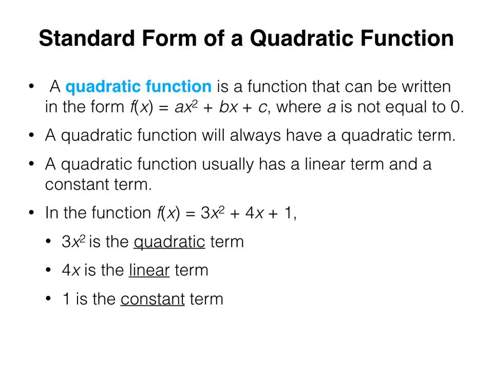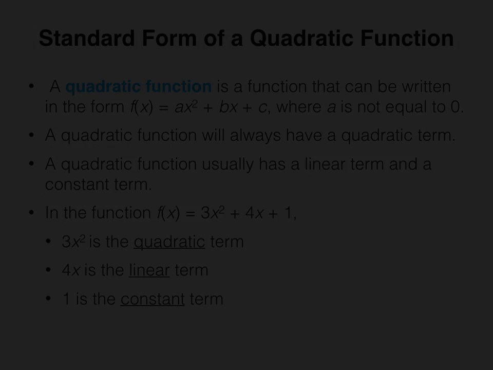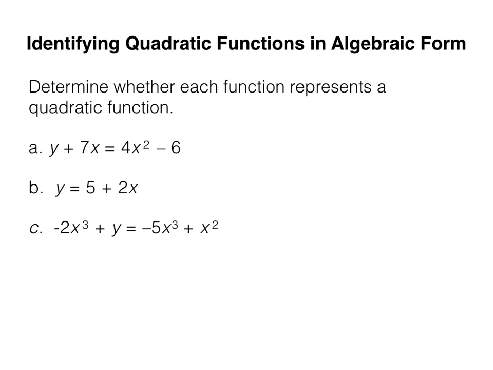In this function, f of x equals 3x squared plus 4x plus 1, we call 3x squared the quadratic term, 4x is the linear term, and 1 is the constant term. So now we're going to take a look here and determine if these three examples are representing quadratic functions or not. In example A, we could rewrite this in standard form by subtracting 7x from both sides.